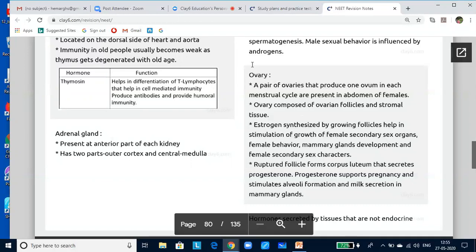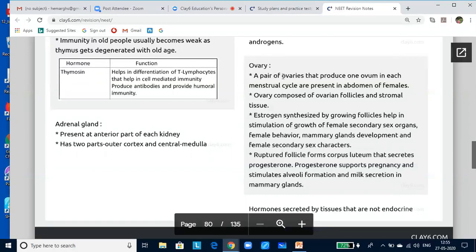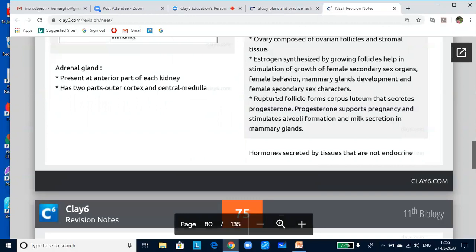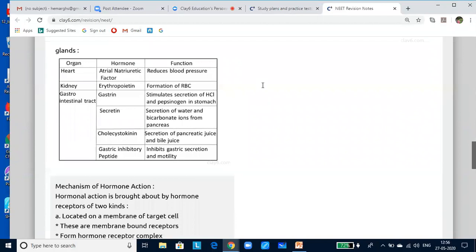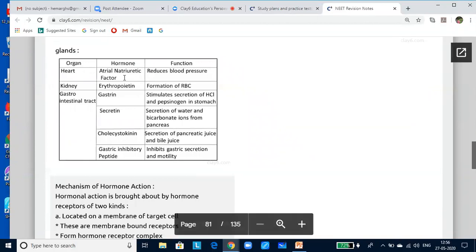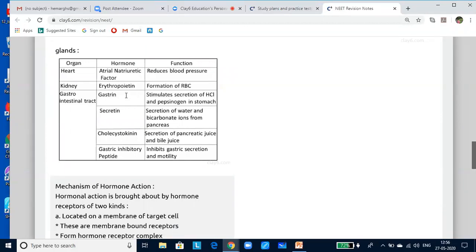Now, hormones that are secreted by the tissues are also there, but they are not endocrine. You should know about those too. So, the heart as an organ also secretes atrial natriuretic factor, or ANF. It reduces the blood pressure. The kidney secretes erythropoietin, which is essential for the formation of RBC. That is why in patients who are under dialysis, erythropoietin secretion will be impaired. So they have to be given erythropoietin injections once a fortnight so that their RBC count is maintained in the blood.